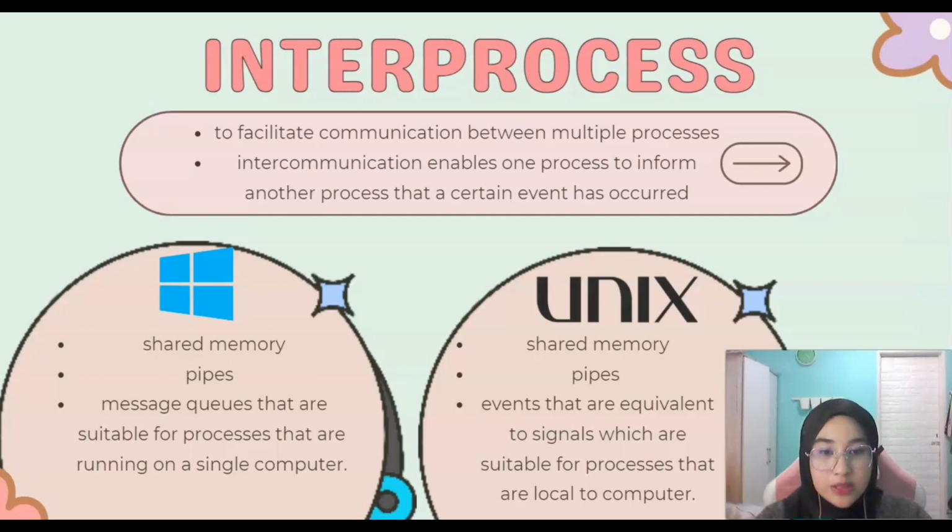Unix has several inter-process communication mechanisms that contain distinct characteristics which are suitable for different situations. For instance, shared memory, pipes, and message queues are suitable for processes that are running on a single computer. Shared memory and message queues are appropriate for communicating among unrelated processes. Windows, on the other hand, has some mechanisms with no counterpart in Unix. Unlike Unix, Windows has shared memory, pipes, and events that are equivalent to signals, which are suitable for processes that are local to the computer. The shared memory is based on file mapping to be used across the network.